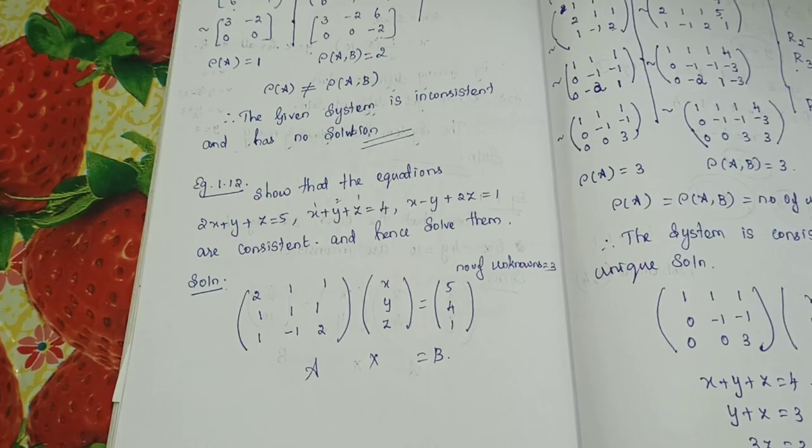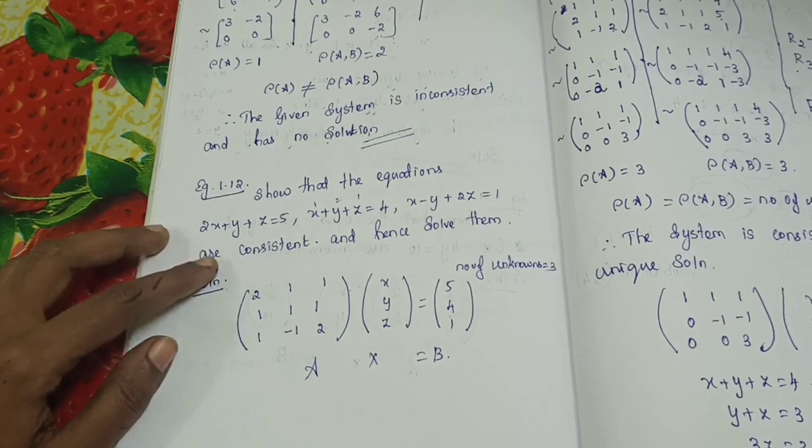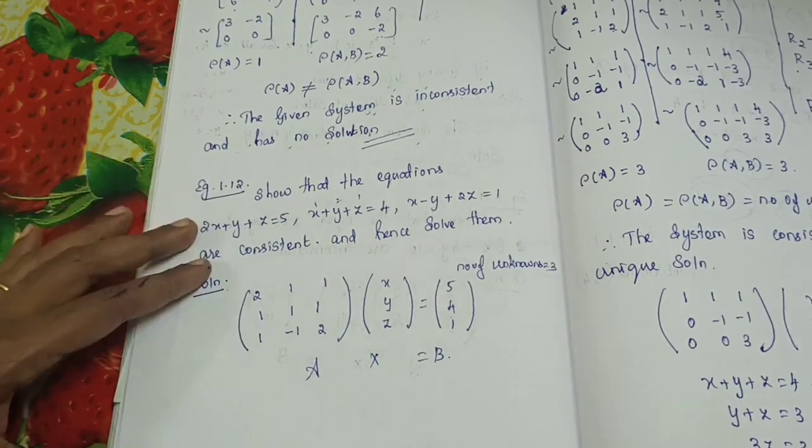The third question is to solve the system of equations by using the rank method. You can solve. Okay? The fourth question, you need to show that the system is consistent and solve by rank method. Both the questions also have 3 unknowns. Understand? 3 unknowns. Keep it in mind. Not 2 unknowns, 3 unknowns.